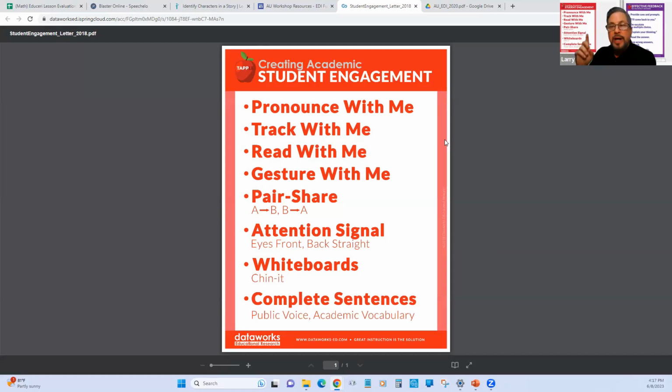Why? Because whatever I'm pointing to, I don't want the students to miss. So if their back is to me, that's not good enough. So I always make sure that wherever I am, my students understand they need to give me their shoulders and their eyes wherever I am. All right, that's attention signal.